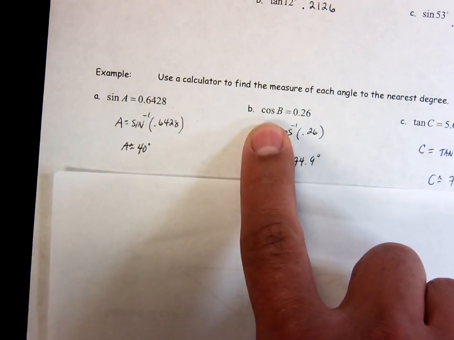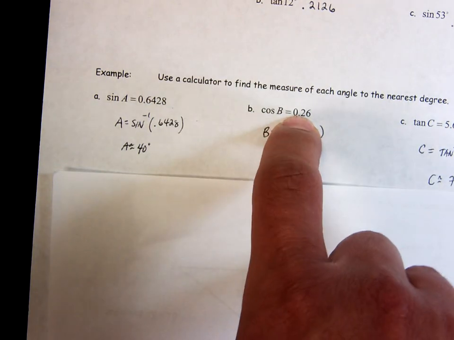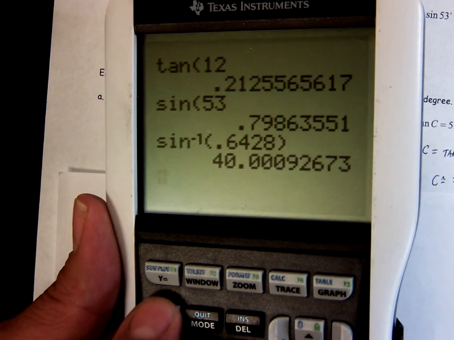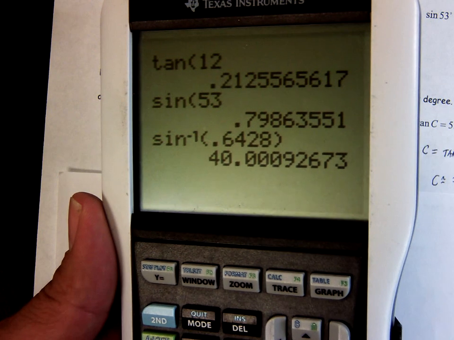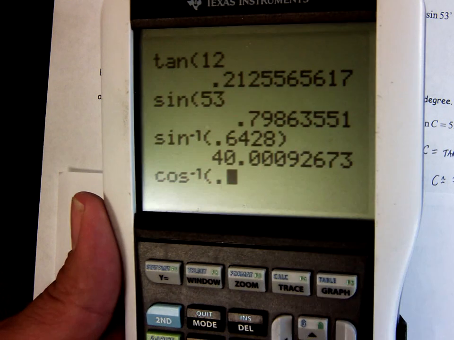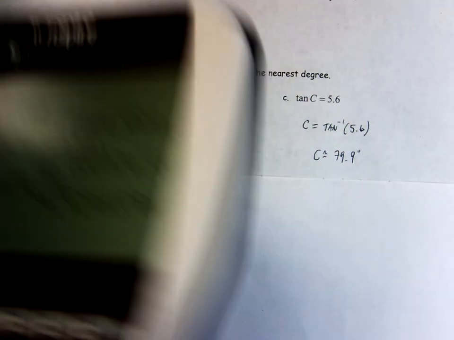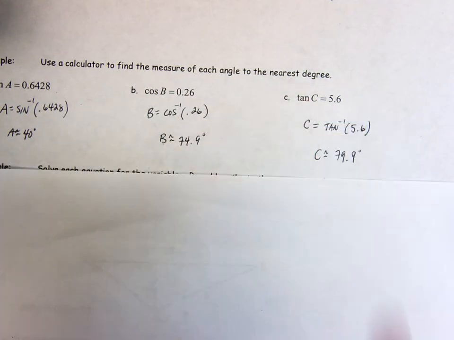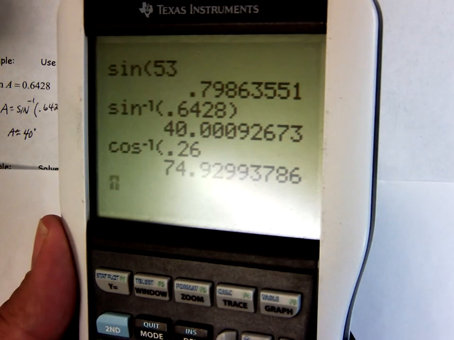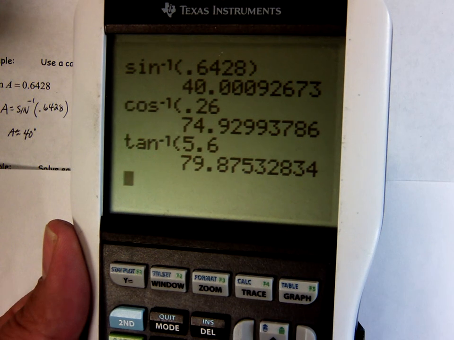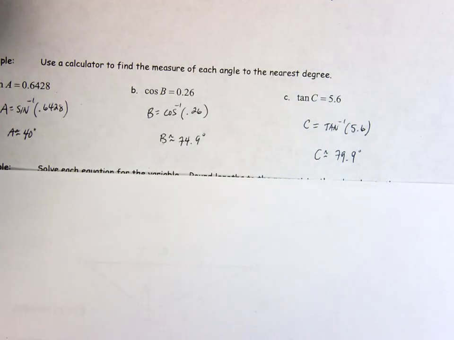So again, now I'm told that the cosine of B is 0.26. So I'm trying to figure out what angle, when I took the cosine of it, gave me 0.26. So I hit the second button, I hit the cosine. Notice it gives me the little inverse operation. I do 0.26, enter, 74.9. So the angle must have been 74.9. And then the last one, I'm told that the tangent of C is 5.6. So what the angle is, I hit second, I hit tan, I hit 5.6, I hit enter, and there's my angle. Again, lots more examples in class. Don't worry if it's not getting to you right away.